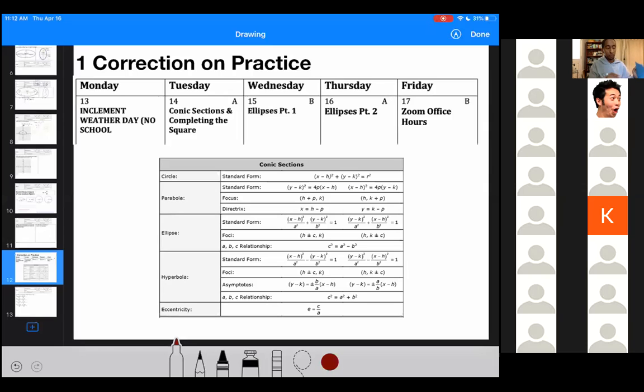Okay, so that's your practice for today. Tomorrow is Zoom office hours. There is no class per se, but if you have any questions on the practice, you can log on. I'll be on here at 10. If not, totally fine.